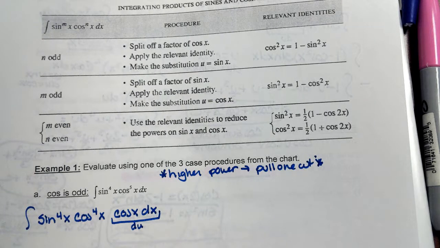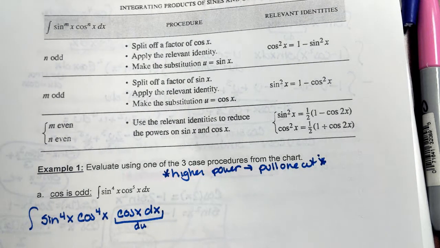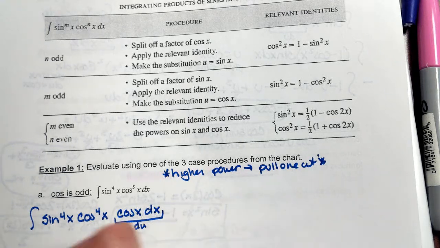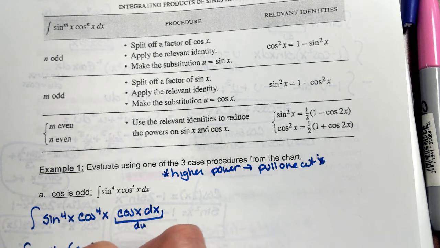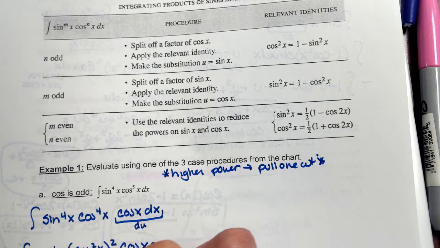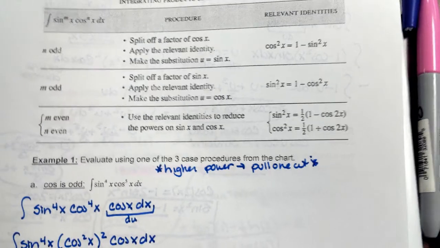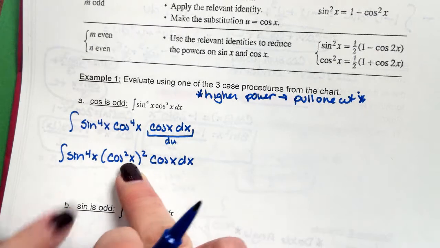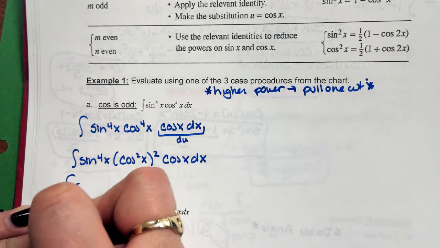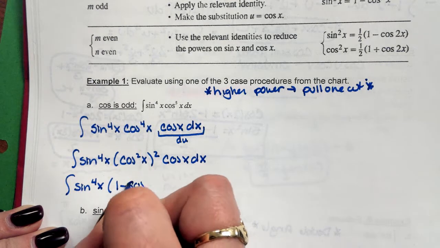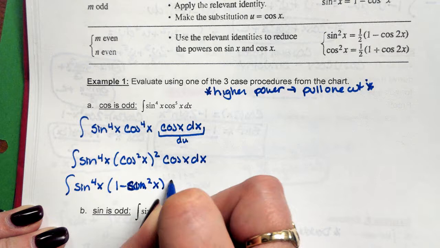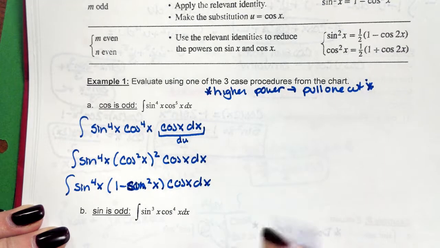So what I want to do is rewrite my integral in terms of all sine if I can. So when I take a look at that cosine to the 4th, I can rewrite it as cosine squared, squared. So I can write this as the integral of sine to the fourth x times cosine squared x, squared, cosine x dx. Now I can do a Pythagorean identity substitution here because I know that 1 minus sine squared is cosine squared. So I have sine to the fourth x times 1 minus sine squared times cosine of x dx.